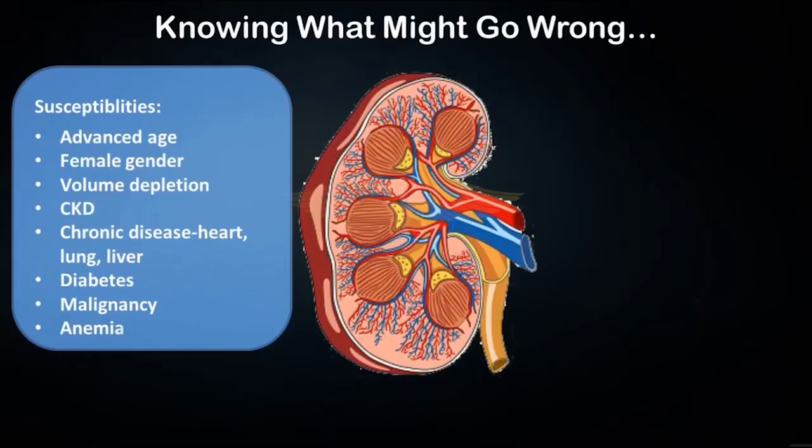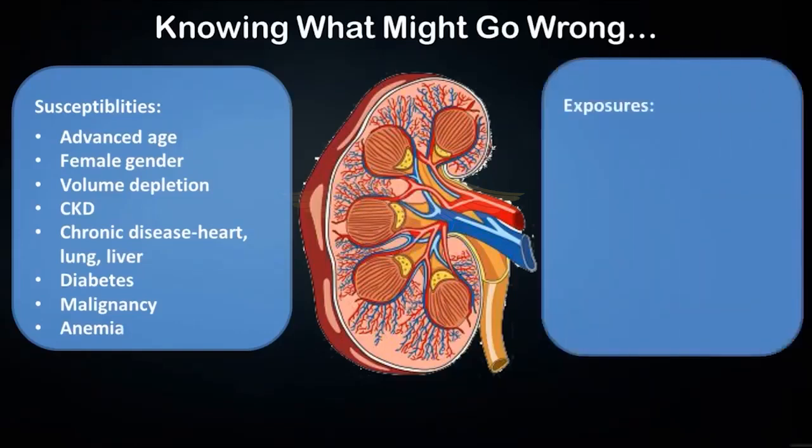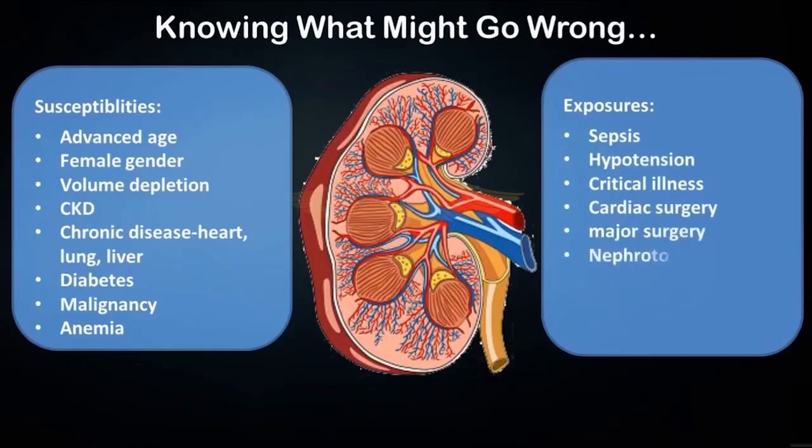Now, in the setting of these susceptibilities, if he is exposed to any other challenge, he is more likely to develop an AKI. So which are the exposures which lead to an AKI? Commonly, sepsis, hypotension due to any cause, any acute critical illness, any major surgery, especially cardiac surgery, exposure to nephrotoxic drugs, radiocontrast agents, and plant and animal toxin exposures.